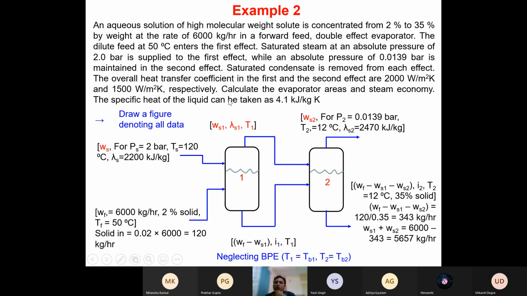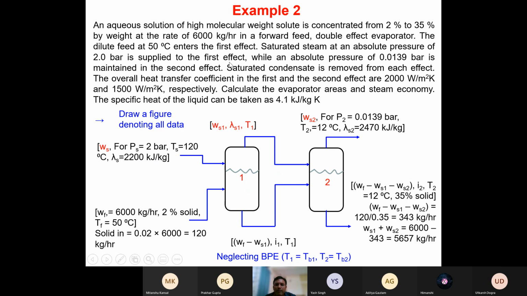Okay. Again, what is given? The dilute feed at 15 degrees Celsius enters the first effect. So temperature here is 50 degrees Celsius. Again, the saturated steam at an absolute pressure. So saturated steam at PS equals 2 bar is given. So if I know the pressure as 2 bar, I can pinpoint the saturation temperature. That comes out to be 120 degrees Celsius from the tables given at the back of the book. Also corresponding lambda S I can calculate. That corresponding lambda S is nothing but the latent heat of vaporization, that is 2200 kilojoule per kg, isn't it? That I can calculate. WS1, lambda S1, T1, these are unknown here.